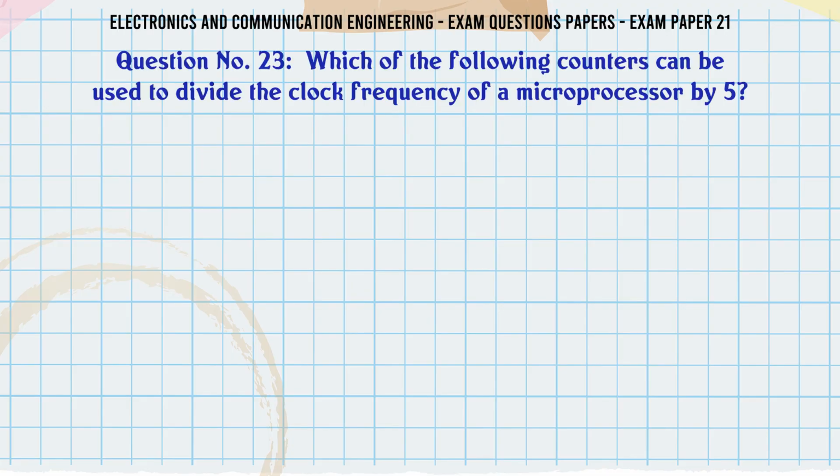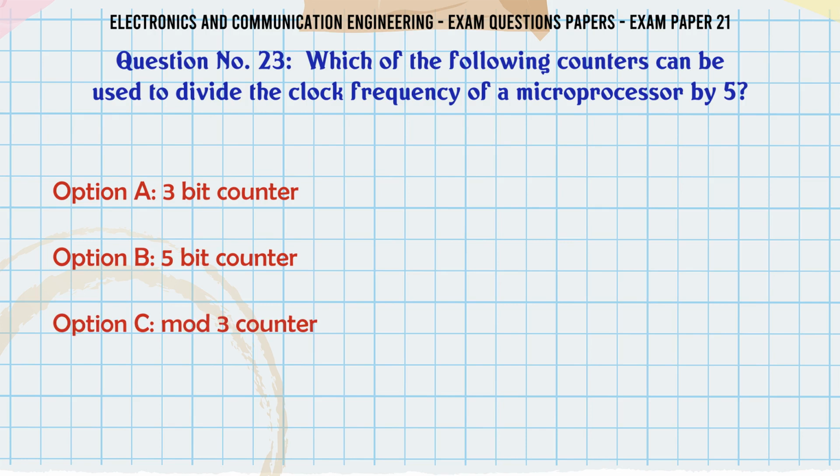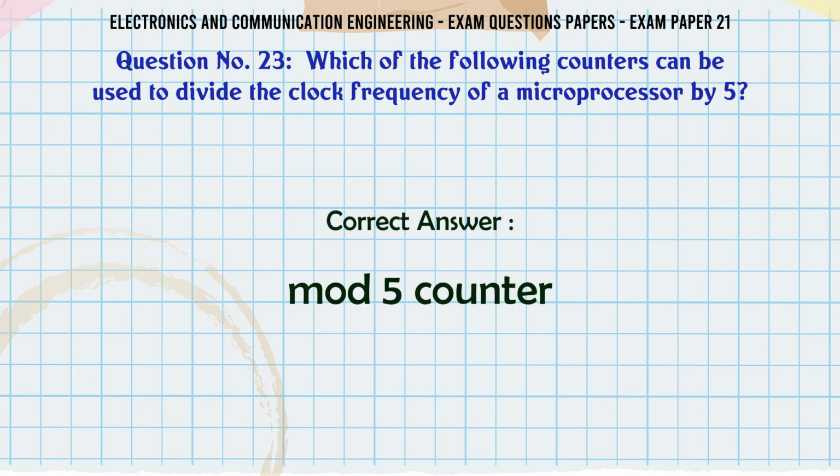Which of the following counters can be used to divide the clock frequency of a microprocessor by 5? A, 3-bit counter; B, 5-bit counter; C, mod 3 counter; D, mod 5 counter. The correct answer is mod 5 counter.